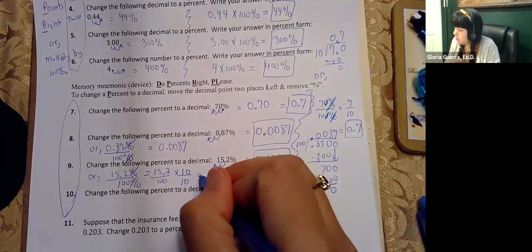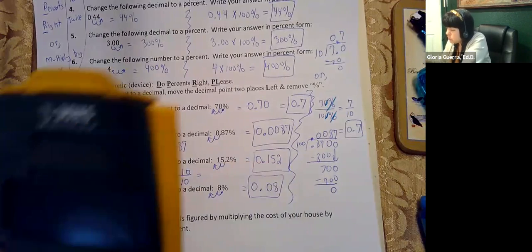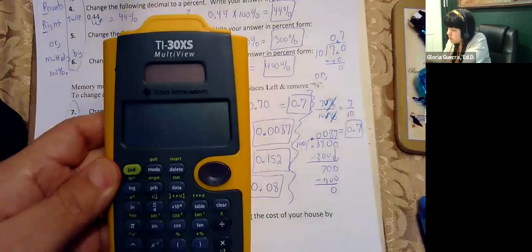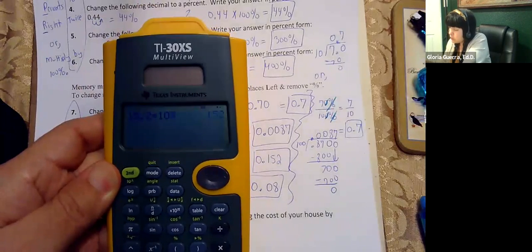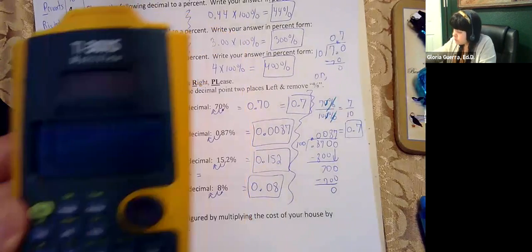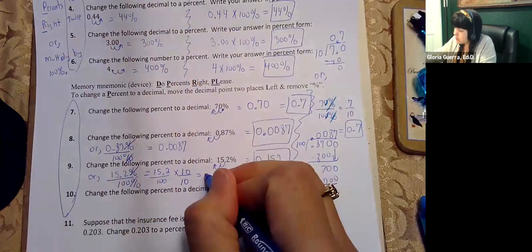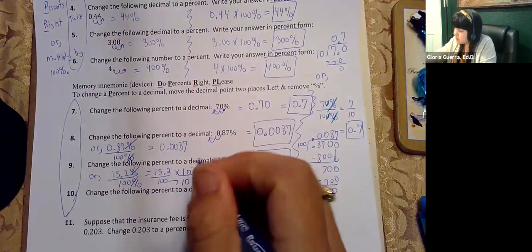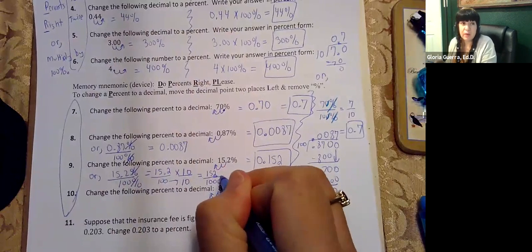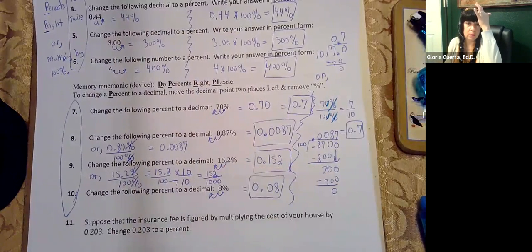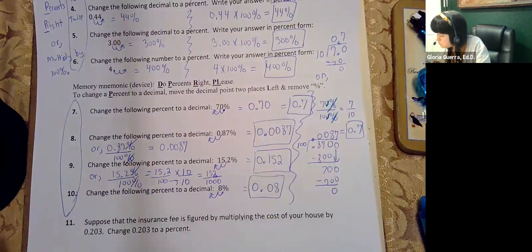So that'd be 15.2 times 10. Yeah, it's 152. And 100 times 10 is 1,000. Okay. So then you'd have 152 divided by 1,000.